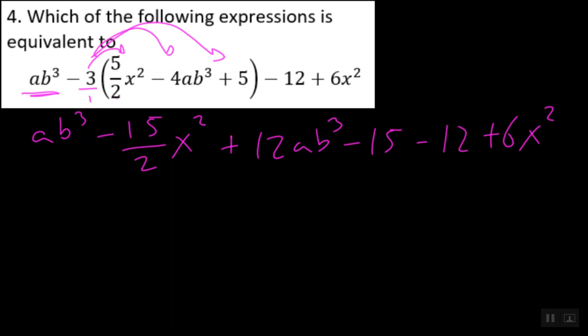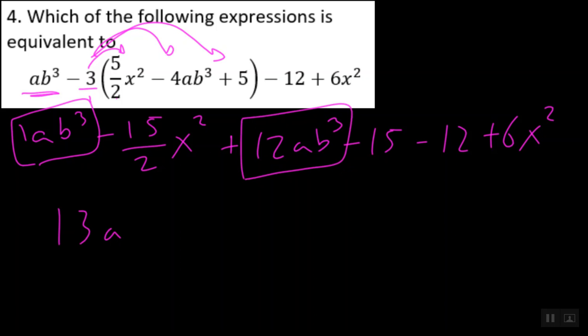Now, I kind of cheated with y'all on the test. I had you only look at the ab cubed terms. Well, we know this is a 1ab cubed plus a 12ab cubed, which is 13ab cubed. And there was only one answer choice with 13ab cubed, so we stopped right there. But notice our x squared term actually has a fraction, and this x squared term has a fraction as well.